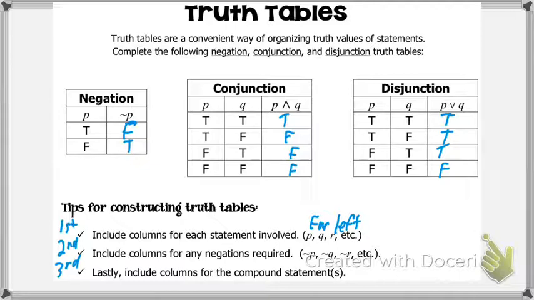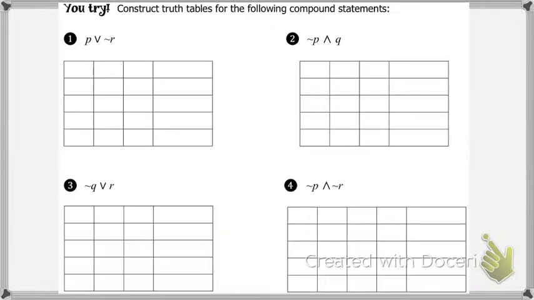Okay, we're going to try this out. We're going to construct truth tables for the following compound statements: P or not R. I'm going to first start with my top row giving me the headers, the labels, starting with my statements. What statements do I have here? P, and one other letter, R. I'm going to put regular R first, because regular R is a scenario even though we don't see it here. So we have the two statements, P and R.